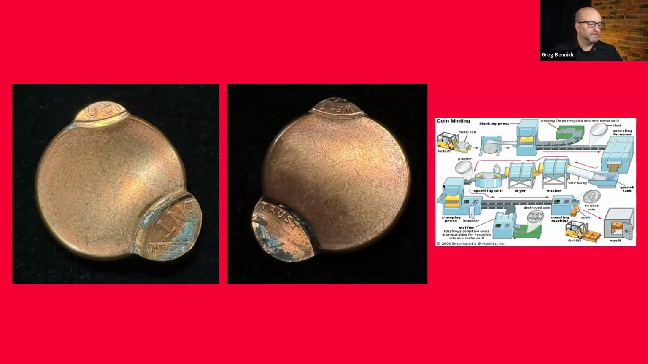So what that means is that it was struck off center and flipped around, and then instead of being ejected, was struck again. This coin has some slight buckling to it, which speaks to the idea that it very well might have been struck twice at one time.